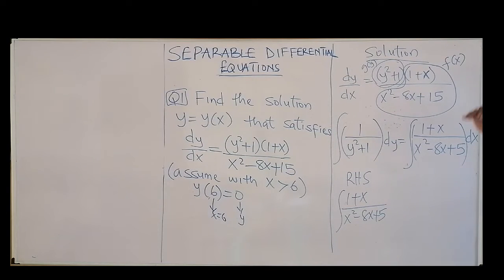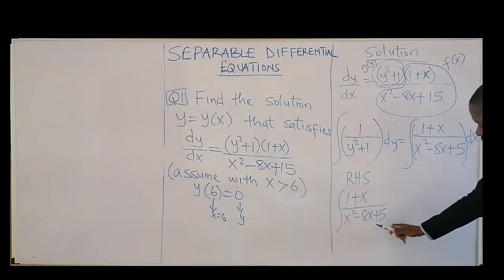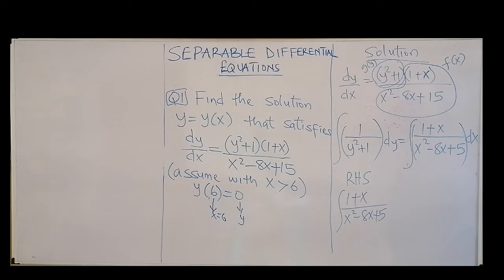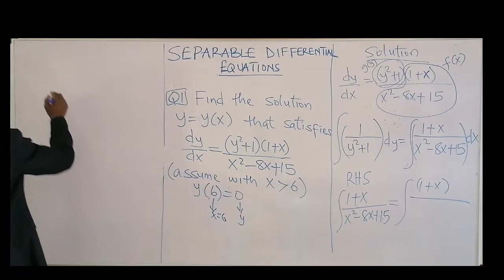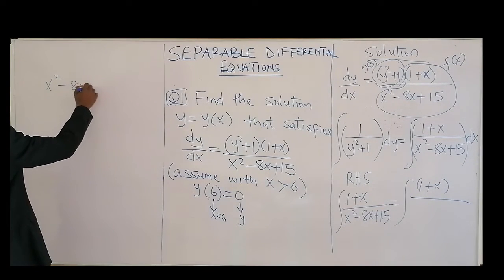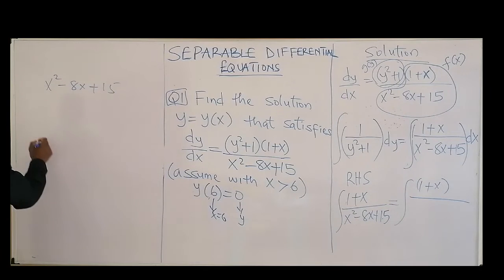Then the next thing we'll do now, can we factorize x squared minus 8x plus 15? Let's check if we can factorize it. Yeah. So this will be equal to the integral of 1 plus x in brackets. What we have is this is 15. This is 1, 5. So if you check now, look at this quadratic expression. The product here, if you take this one, x squared minus 8x plus 15, okay?